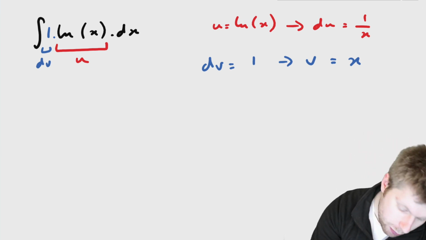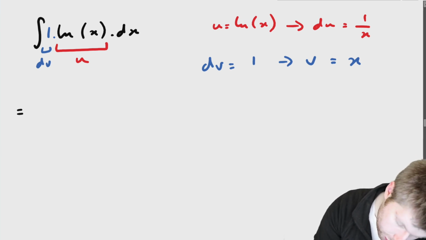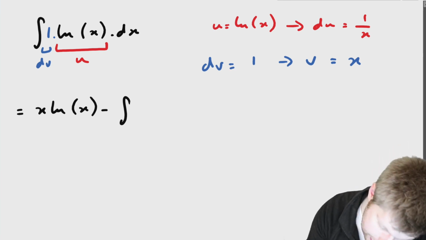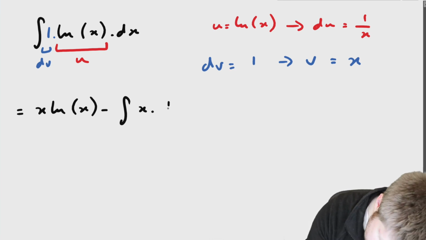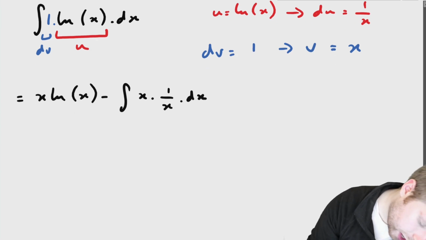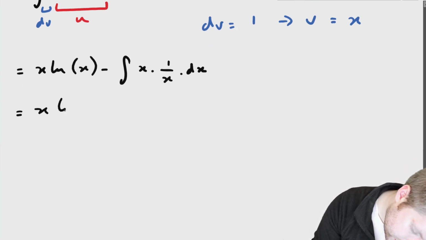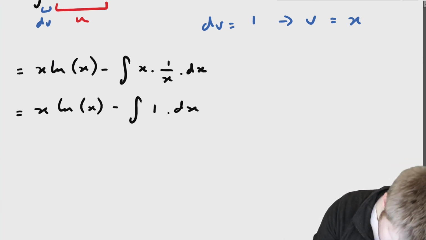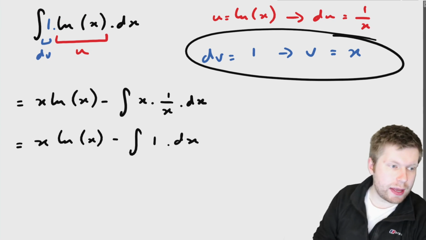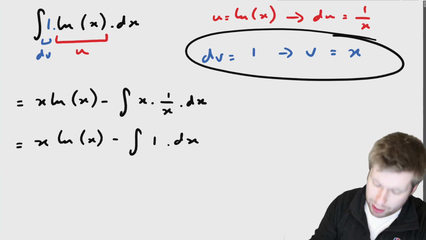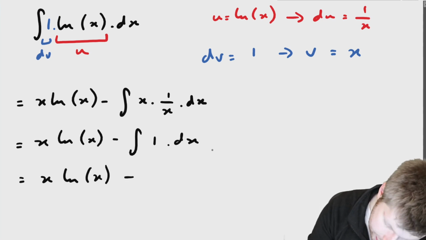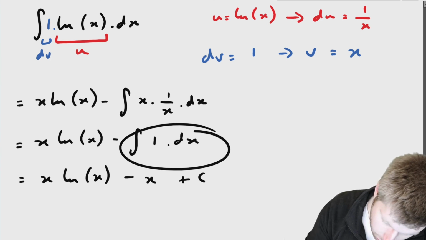So now if I stick this into my formula, I get u times v, which is natural log of x times x, minus the integral of v du. So v is equal to x, du is equal to 1 over x, and I'm differentiating this with respect to x, so this should be equal to x times the natural log of x, minus the integral of x divided by x, that's just 1. So it's exactly the same situation as I had for my dv. So I had dv equals 1, which means v came out as x. Now you can see, hopefully, this is equal to x natural log of x minus this thing here, which is just x. And of course I add my constant of integration.